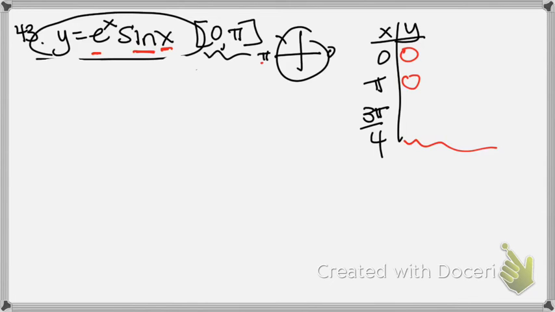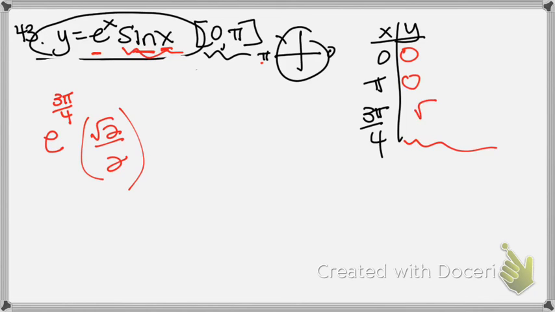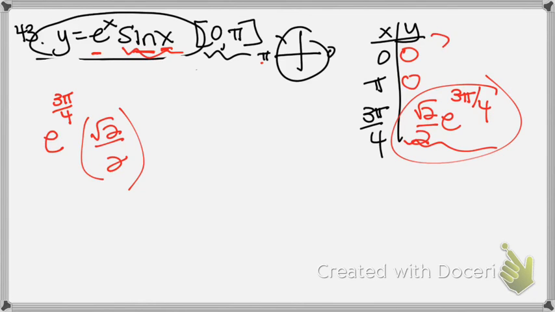So plugging in 3 pi over 4, I get e to the 3 pi over 4, whatever, times the sine of 3 pi over 4, which is the square root of 2 over 2. That ugly answer right there, that's the answer. So I don't know how I want to write it. If I want to put the numbers out front or the e out front, it doesn't really matter. So I have square root of 2 over 2 e to the 3 pi over 4, and it has to be my max because it's positive. So these two are both my min, and this one is my max.